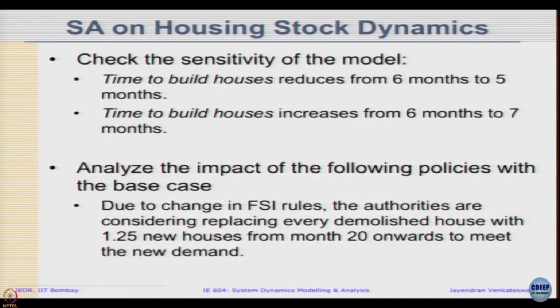So, we have done this housing stock dynamics. We can also check the sensitivity of the model to, for example, one parameter, time to build houses, from 6 to 5 months, or time to build houses increases from 6 months to 7 months. And we can analyze the impact of one new policy also, saying due to change in FSA rules, authorities are considering replacing every demolished house with 1.25 new houses from month 20 onwards to meet the new demand. If you look at the model, the desired number of houses increases by 50,000 units in month 20. So, along with it there is a policy also being considered. So, why don't you work on this?